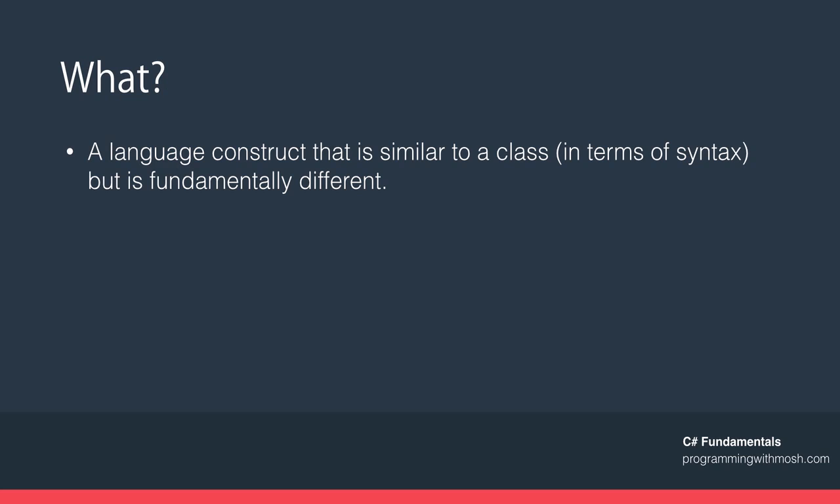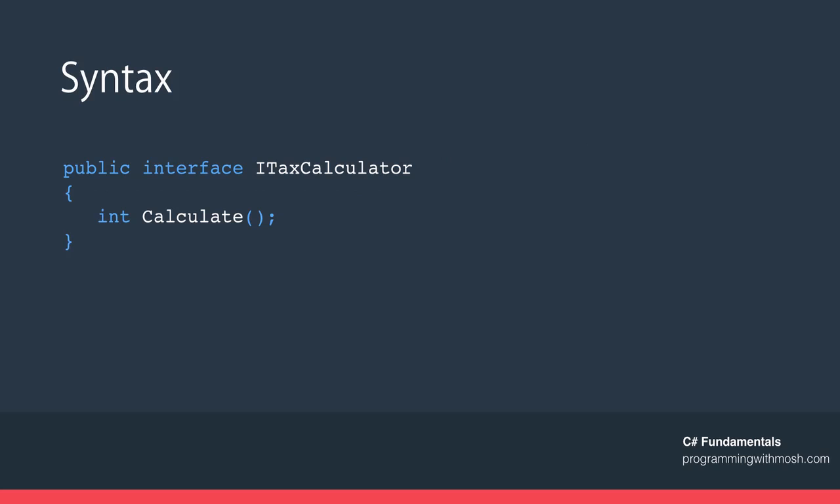An interface is a language construct that is similar to class in terms of syntax, but is fundamentally different. Let's take a look at the syntax first. So here is how we can declare an interface. Instead of using the class keyword, we use the interface keyword. And note that in .NET, all interfaces start with the letter I. So wherever you see a type that starts with I, that represents an interface. It's a convention. But unlike classes, interfaces do not have implementation.